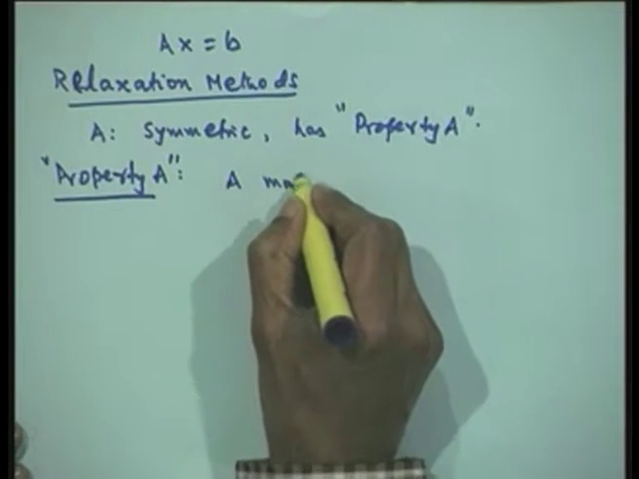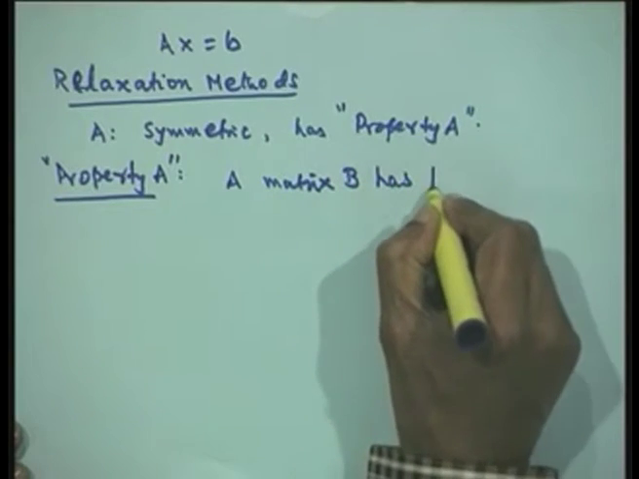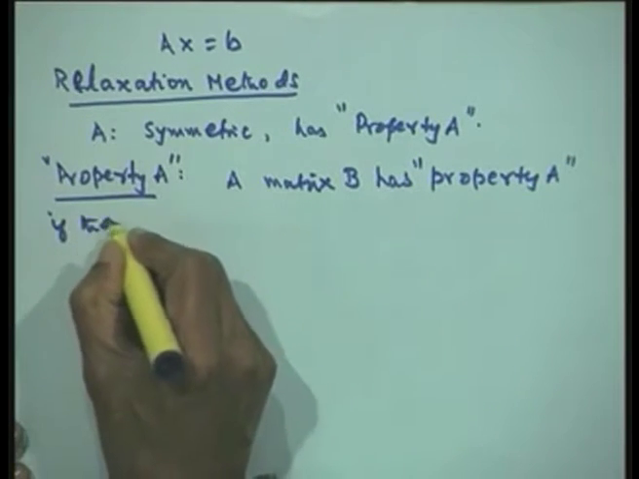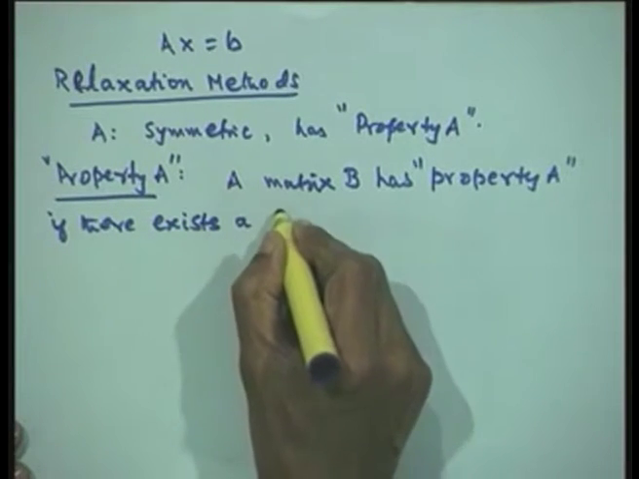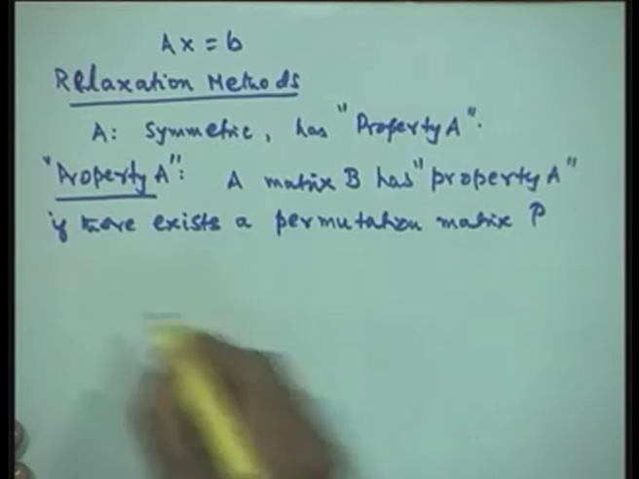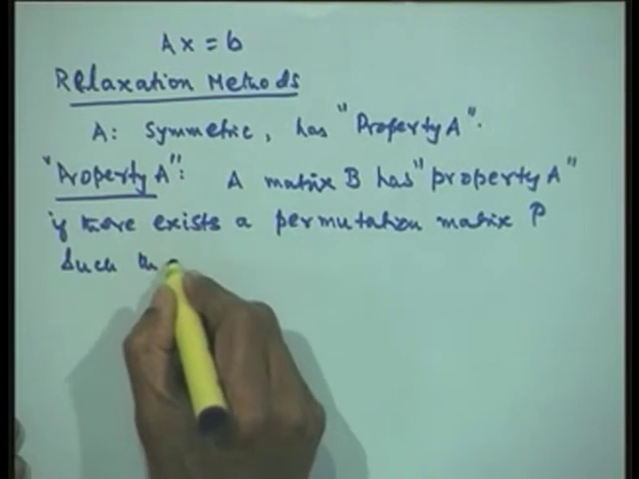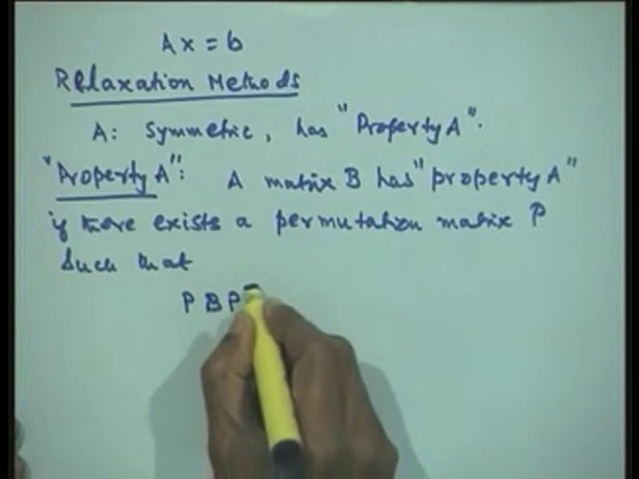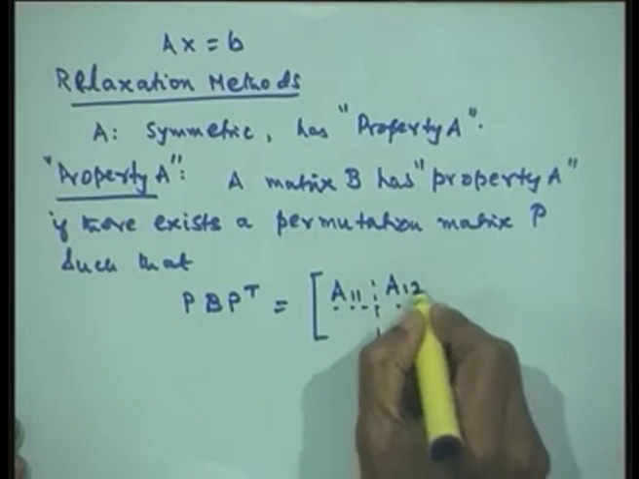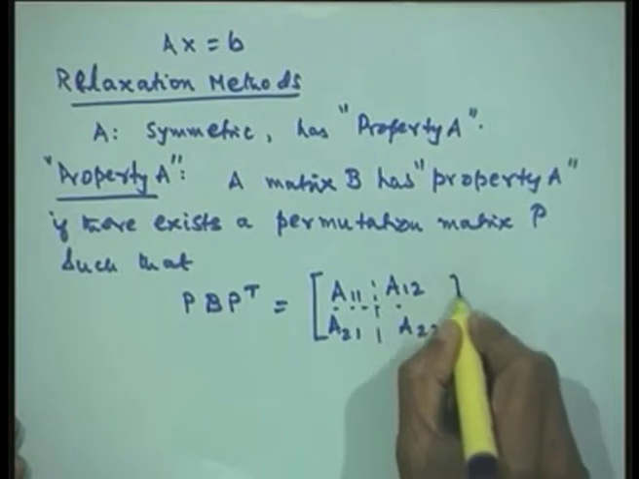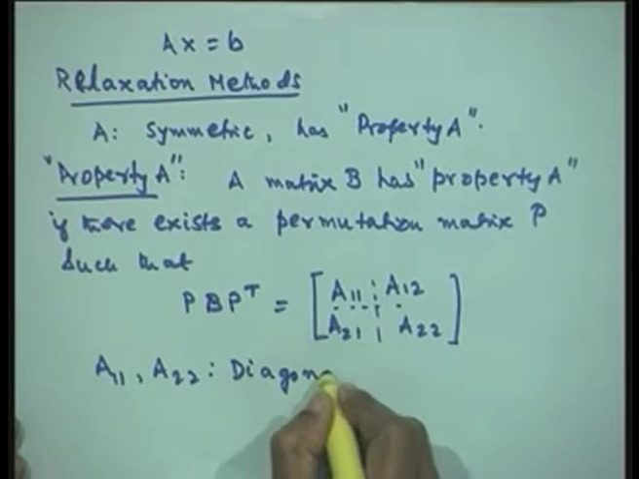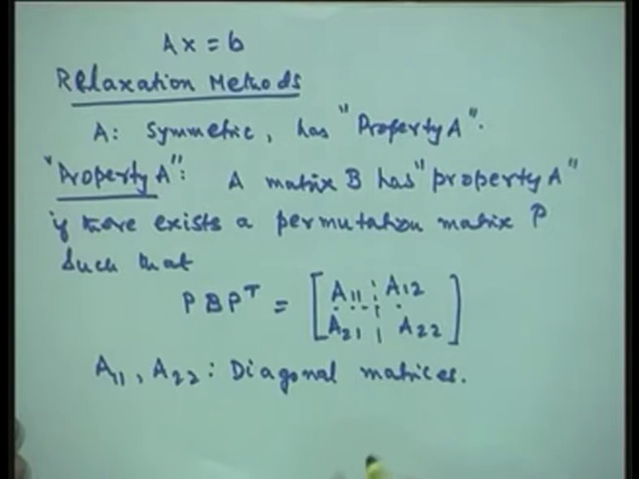A matrix, let us use another name, a matrix B has property A if there exists a permutation matrix P such that P B P transpose can be partitioned as A11, A12, A21, A22, where A11, A22 are diagonal matrices.